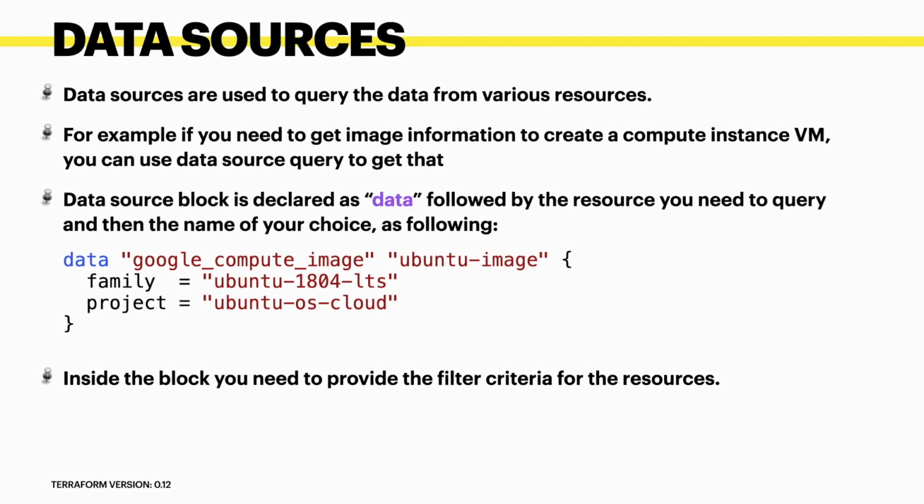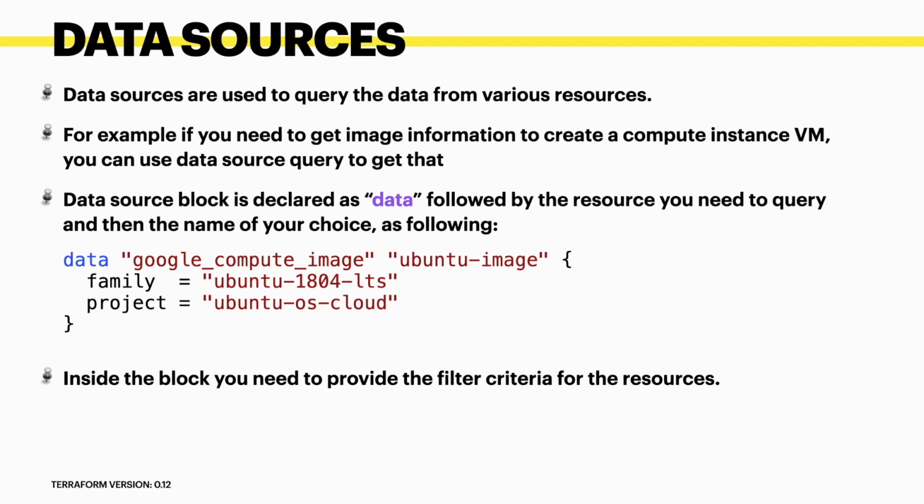Data sources are used to query data from various resources. For example, if you need to get image information to create a compute instance VM, such as Debian 9 or Ubuntu 1804 or any of your custom images, you can use a data source query to get the image information and use that in the compute instance resource block in the config file.